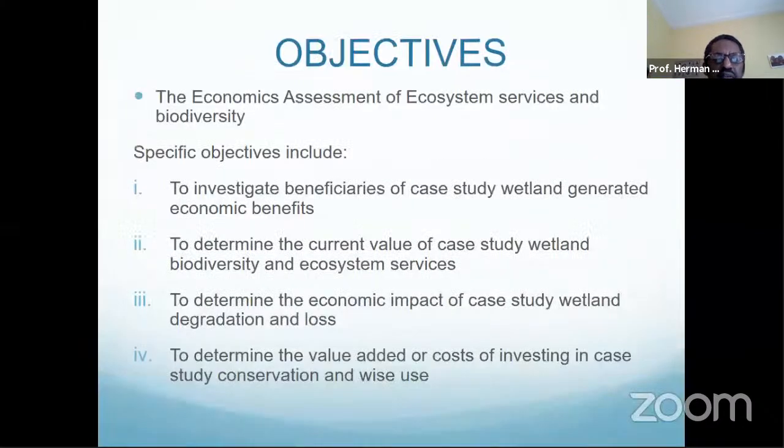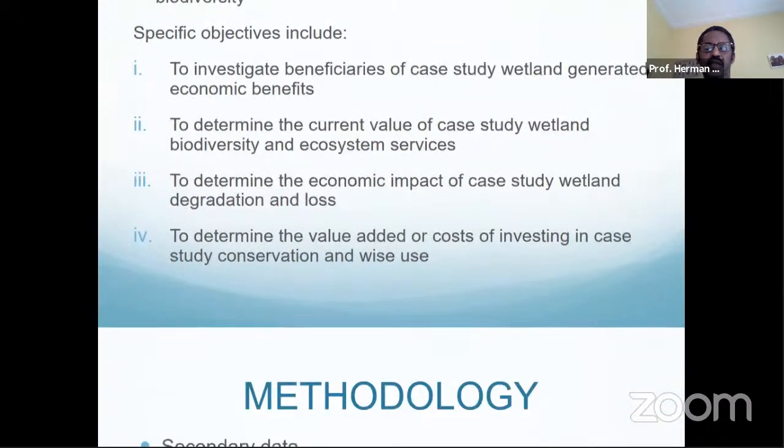The objectives are almost common: investigating beneficiaries of the case study wetland's generated economic benefits, to determine the current value of the case study wetland's biodiversity and economic ecosystem services, and then to see the economic impact of the case study wetland degradation and loss. And then in terms of options, you get insights about investing in those areas.